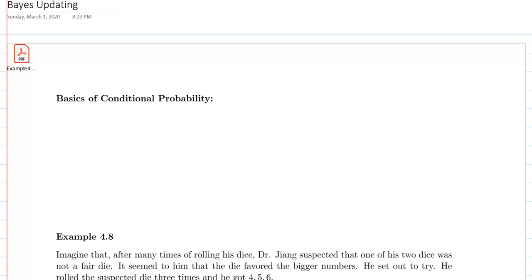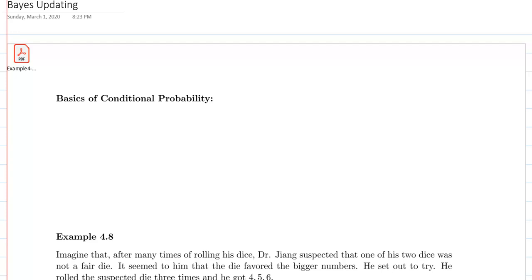All right, we're going to look at this example 4.8 in Unit 4, problem set 4. Okay, we need two concepts from probability. One is total probability, and the other one is Bayes' formula. So let's first review these two concepts a little bit.